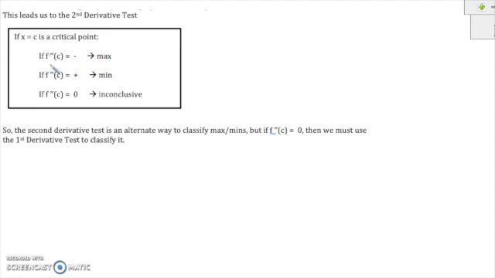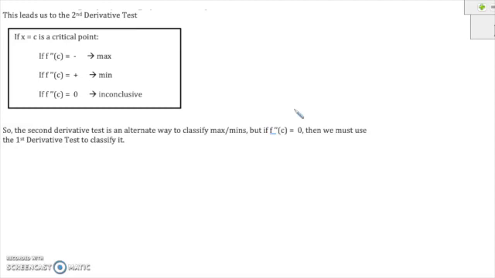If x equals c is a critical point on the first derivative, and then the second derivative at that point is negative, it's a maximum. If the second derivative at that point is positive, it's a minimum. And if it's equal to 0, it's inconclusive. All right, so let's talk about this. The second derivative test is an alternate way to classify maxes and mins.